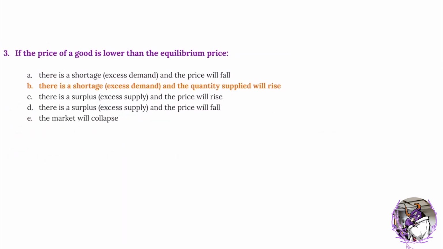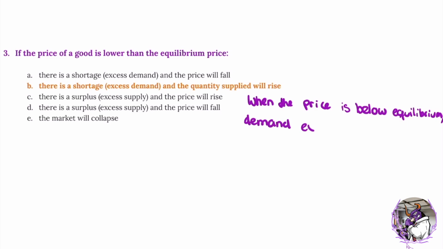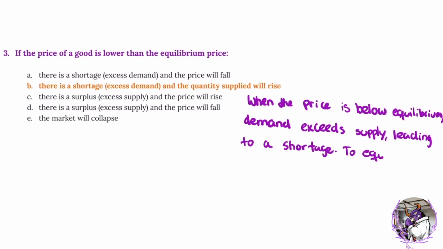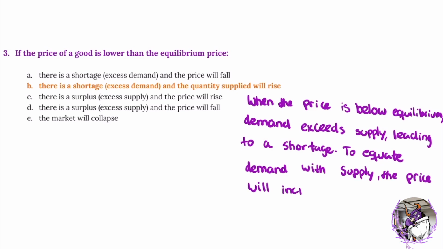Question 3. If the price of a good is lower than the equilibrium price, the correct answer is B. There is a shortage, known as excess demand, and the quantity supplied will rise. When a price is below equilibrium, demand exceeds supply, leading to a shortage. To equate the demand with supply, the price will need to increase.